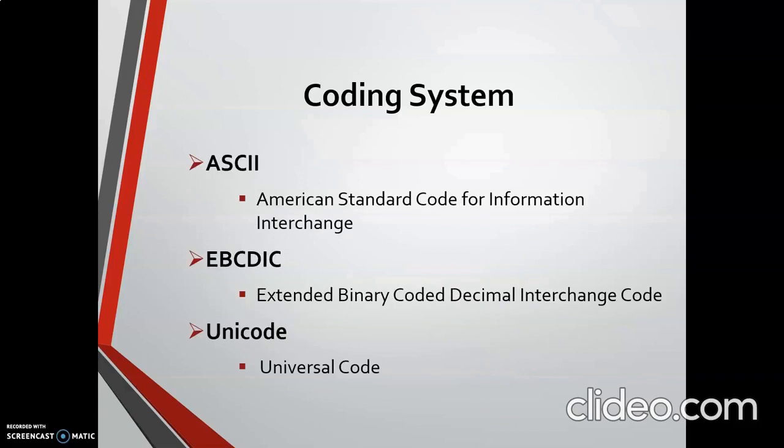So these are 3 popular coding schemes. The first one is called ASCII, pronounced ASCII, American Standard Code for Information Interchange. The second is EBCDIC, Extended Binary Coded Decimal Interchange Code. And the third one is Unicode, Universal Code, or some say other abbreviations stand for something else, like uniform code.